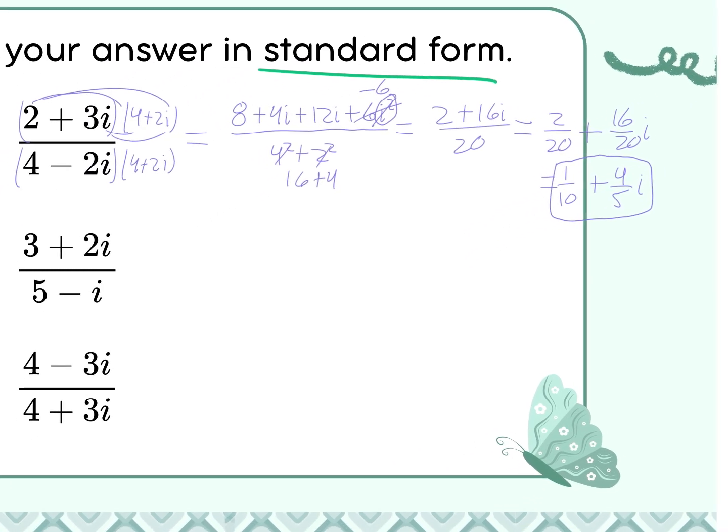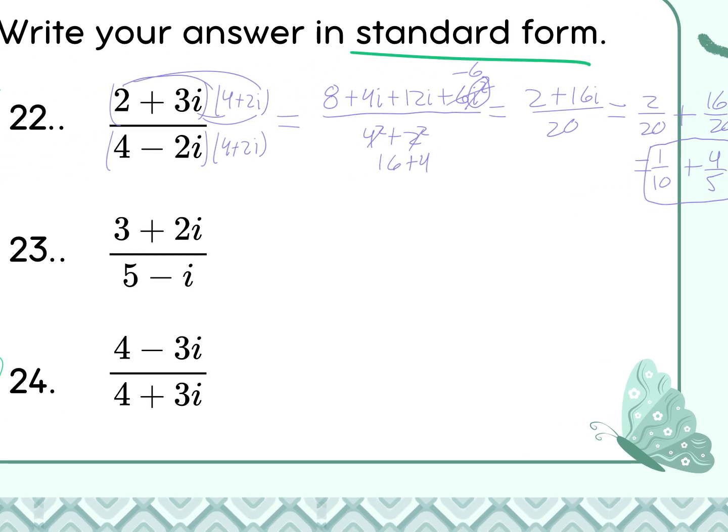And so this is my complex number in standard form. All right, doing the exact same thing with the next one. I can multiply by the complex conjugate. Complex conjugate again. So it's going to be a 5 plus i on the top and on the bottom. All right, and on the top I can FOIL once again. So this is going to get me a 15 plus 3i plus 10i.